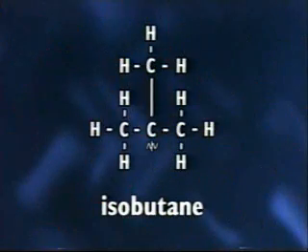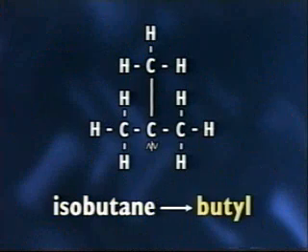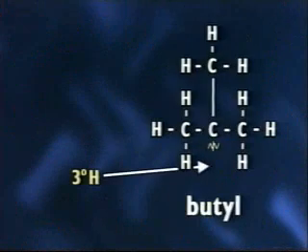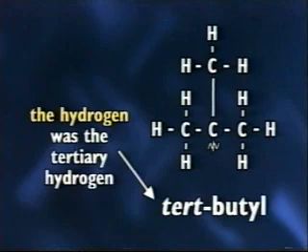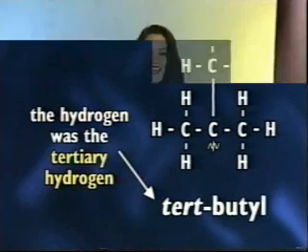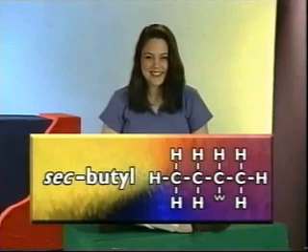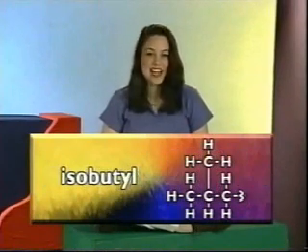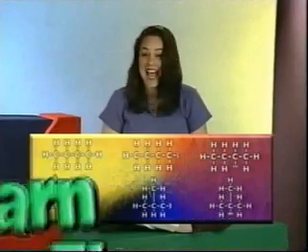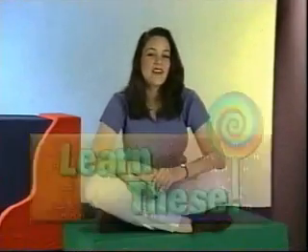We've just kicked out a hydrogen, so we just changed the name isobutane to isobutyl. And the hydrogen we booted was a tertiary hydrogen, so just add the prefix tert to tell everybody that the hydrogen was the tertiary hydrogen. So we've got butane, butyl, and sec-butyl, and we've also got isobutane, isobutyl, and tert-butyl. You're just going to have to learn these suckers, and you can find them on your standard deviance insert card.